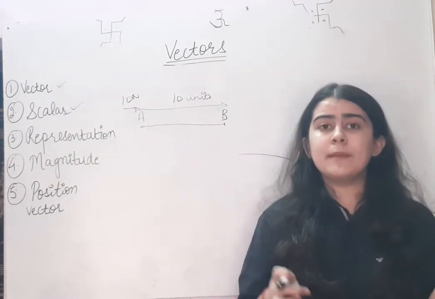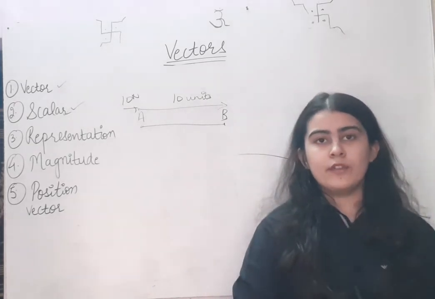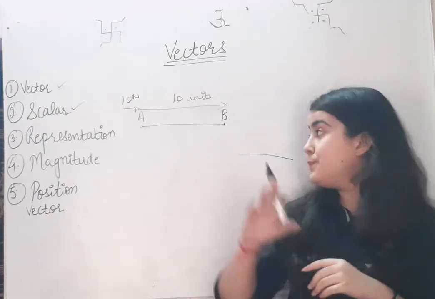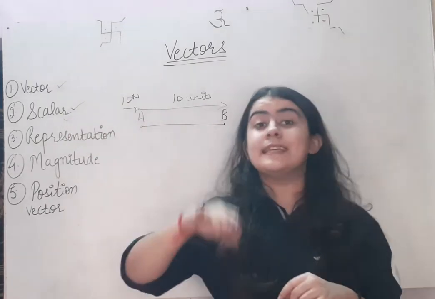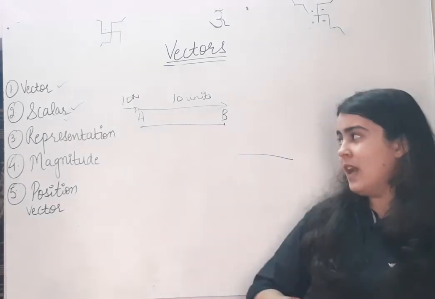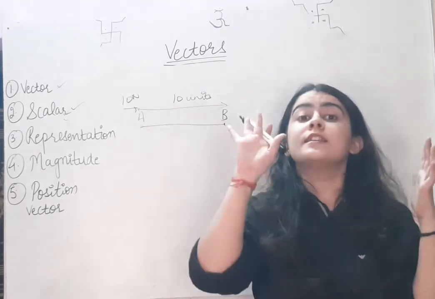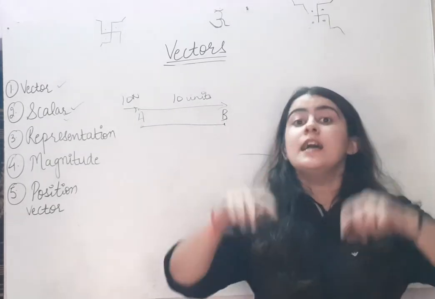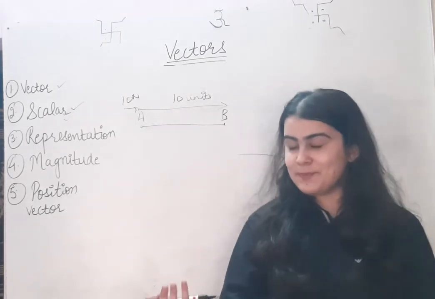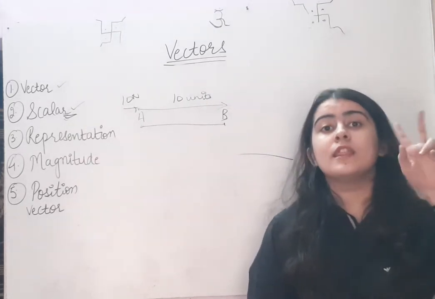Okay, some of you might know about the third quantity, which is the tensor, but that's not the point of discussion right now, since you're in 12th class. So our second quantity is the scalar quantity. Now, what is a scalar quantity? Some of you have heard it: a quantity which has only magnitude but not direction.